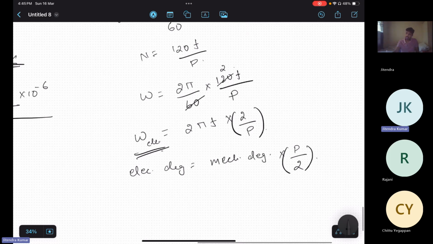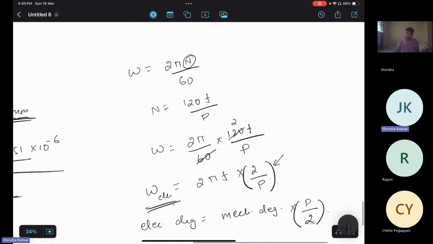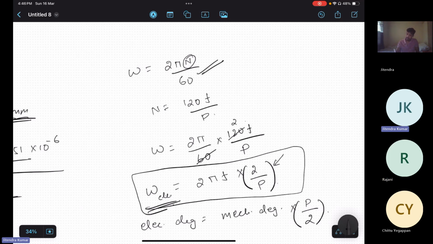That's why you have to consider 2 pi n by 60. Why 2 pi n by 60? Because it is very straightforward. You need not remember this p by 2 term. Otherwise, if you are comfortable with this terminology, then you can also use it. So this is the relationship between electrical and mechanical that appears in the electrical frequency of the system.